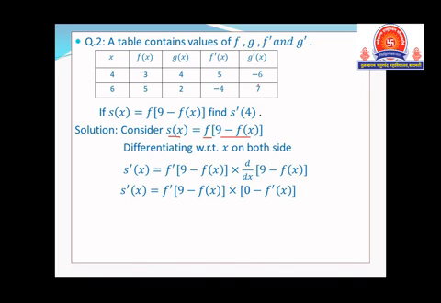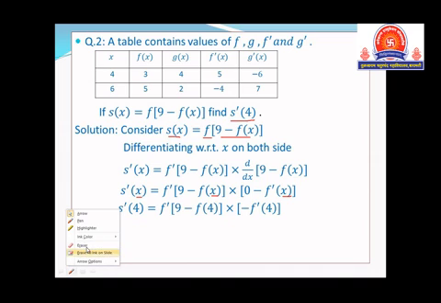To find s dash of 4, we put in this equation x is equal to 4 in all places. So what we get? s dash of 4 is equal to f dash of 9 minus f of 4 into, take minus sign as it is, and that f dash of 4.